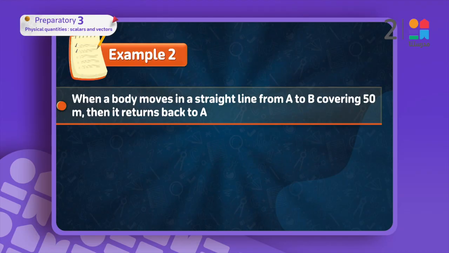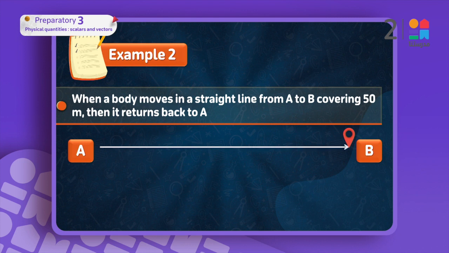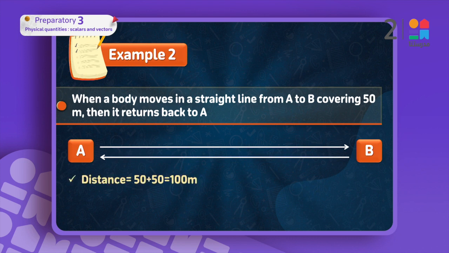ناخد another example. When a body moves in a straight line from A to B covering 50 meters, then it returns back to A. تعالوا كده نشوف التريب دي كانت عاملة ازاي. بصوا from A to B and it returned back to A. distance كانت قد ايه؟ 50 meters بيقول لي from A to B. طيب the car moved from A to B then it returned back from B to A. يبقى car دي moved قد ايه؟ بالظبط كده 50 from A to B plus another 50 from B to A. تبقى 50 plus 50 equals 100.